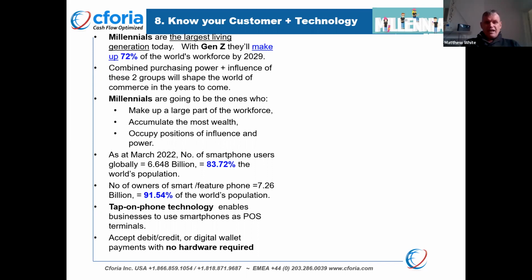So as we get to that stage of, if I've got 91% of the people in the world that have a smartphone or a feature phone, that's going to be the tool that they're going to interact with. So, if it's tap on phone technology or wearable technology, they're the things that I'm doing in my B2C world that I'm going to expect again in my B2B world.